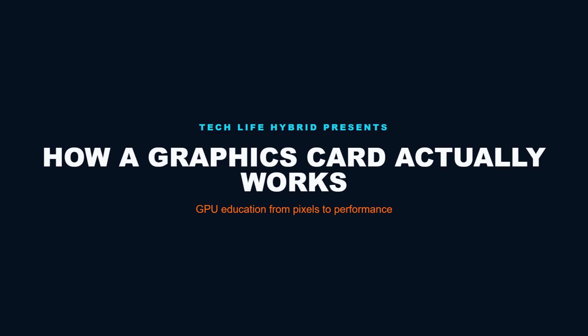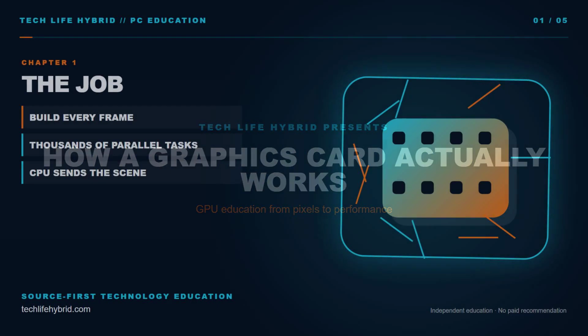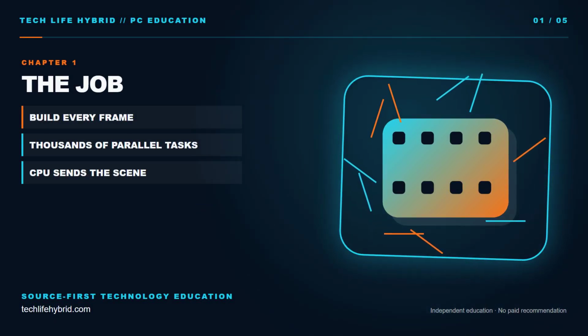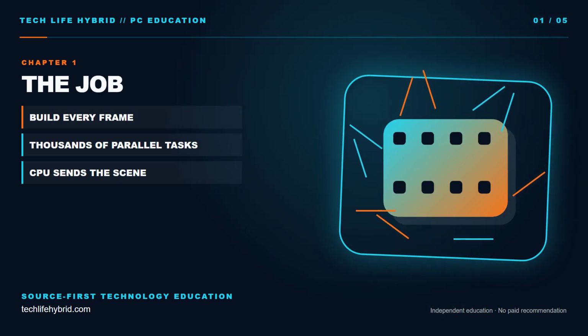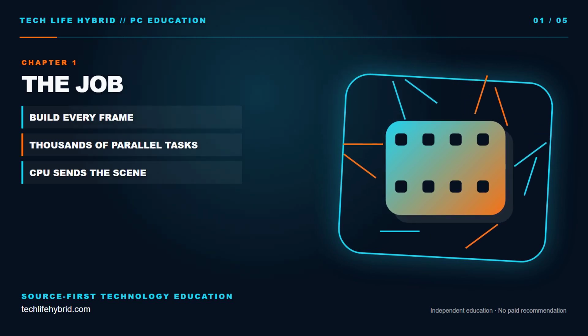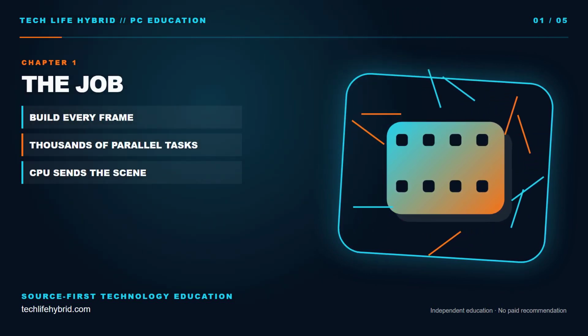A graphics card is not just a box that creates more frames per second. It is a specialized computer designed to perform thousands of similar calculations at the same time. Understanding that job makes GPU specifications much easier to read.